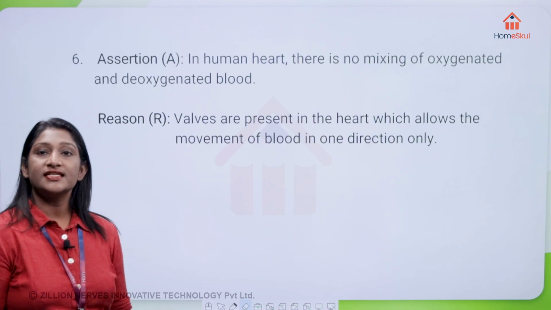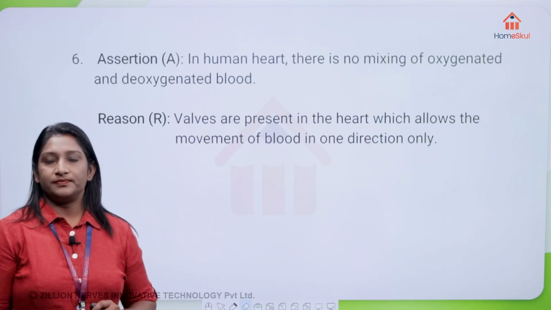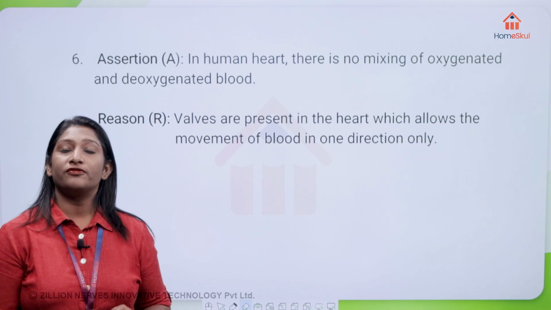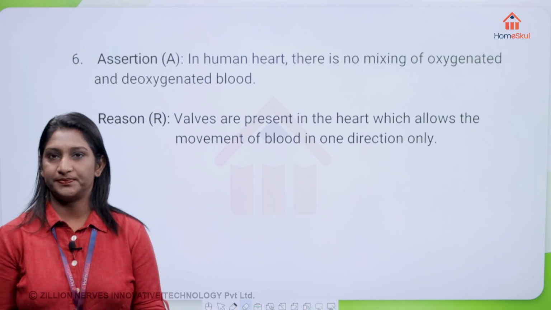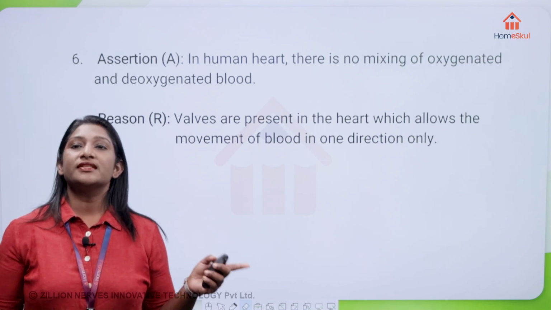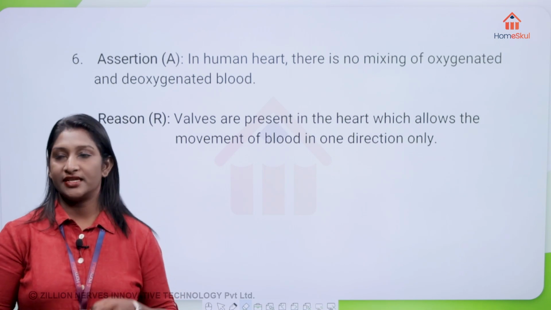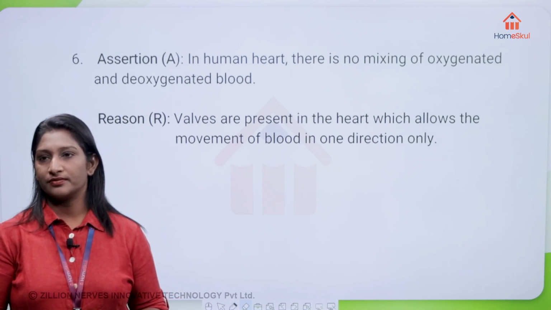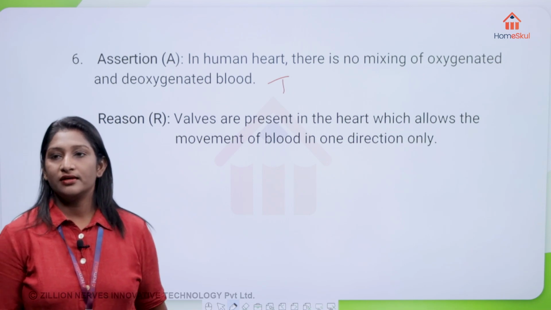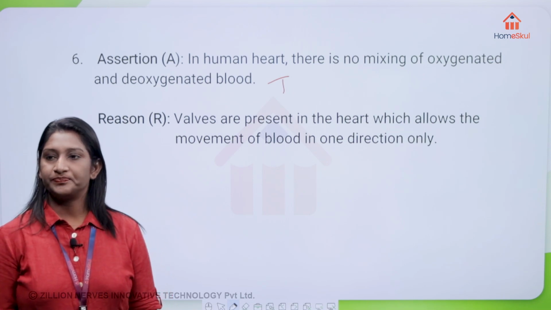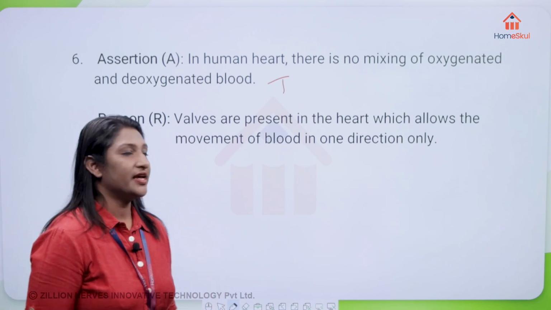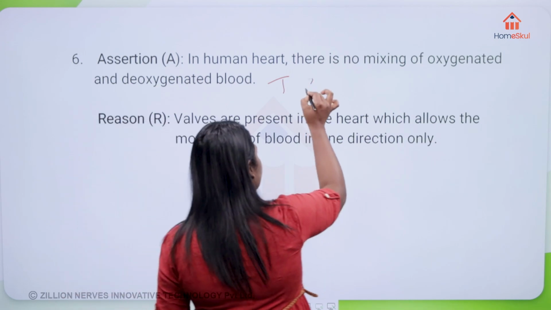The next question, that is the sixth one. Assertion: in the human heart, there is no mixing of oxygenated and deoxygenated blood. Is that correct? Yeah, the statement is true. And this type of circulation is known as what? Anyone knows? Do you remember the name? Yeah, very correct, Vaiga. That is double circulation.